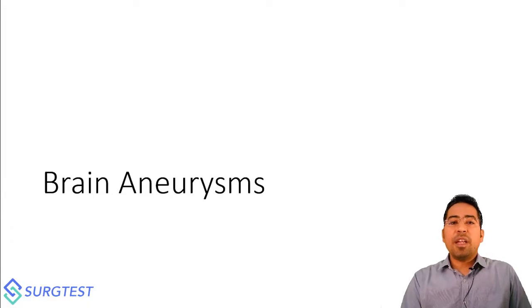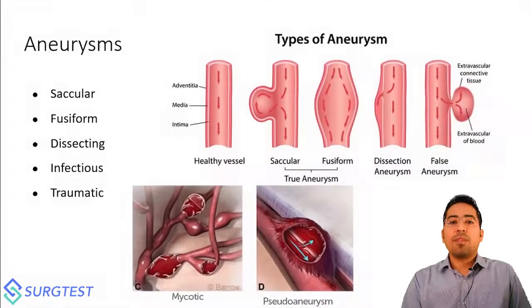Next, we'll be talking about brain aneurysms. Now, what are the types of brain aneurysms? Depending on the shape and the etiology, they can be classified into different types. As you can see, this is the healthy blood vessel which has intima, media, and adventitia as its layers. And if there is a bulge in one particular wall of the blood vessel, that is called a saccular aneurysm.